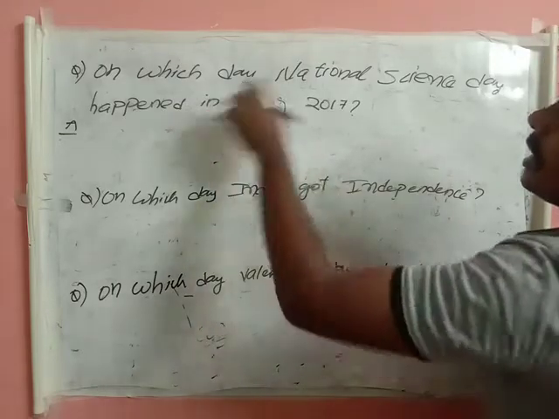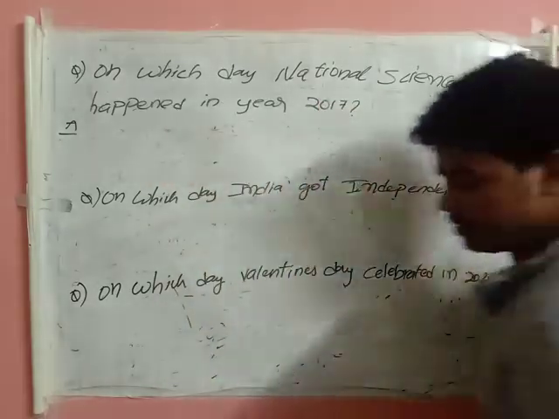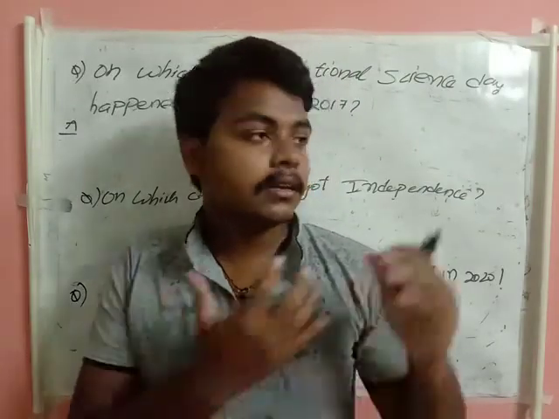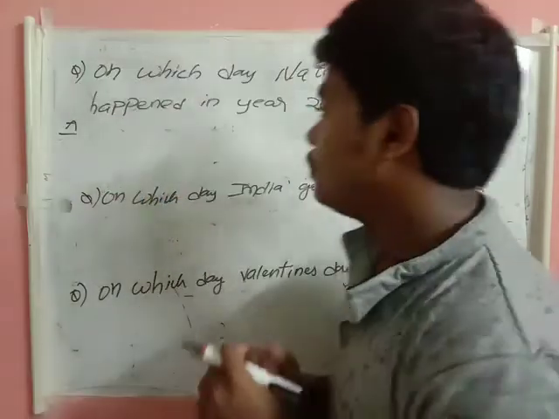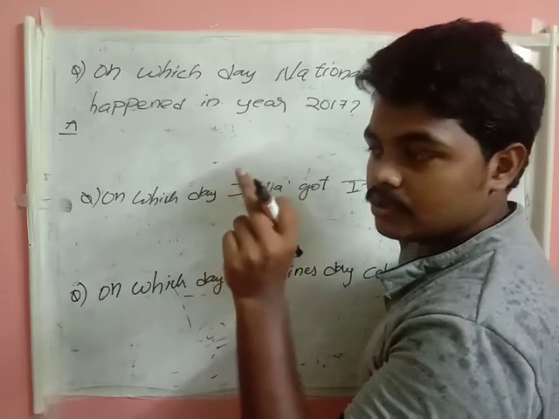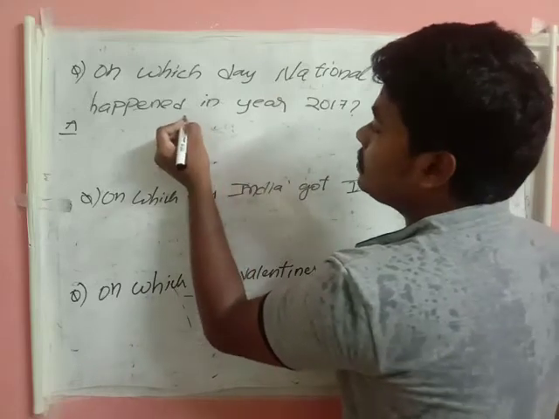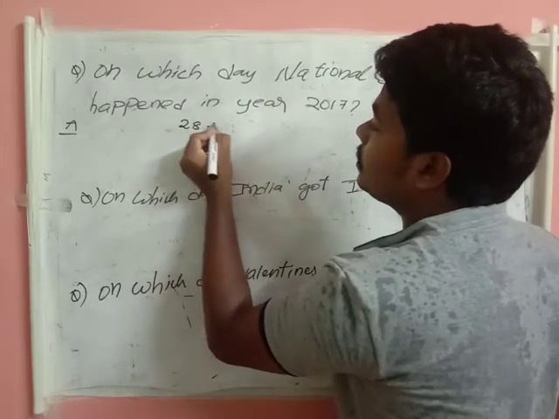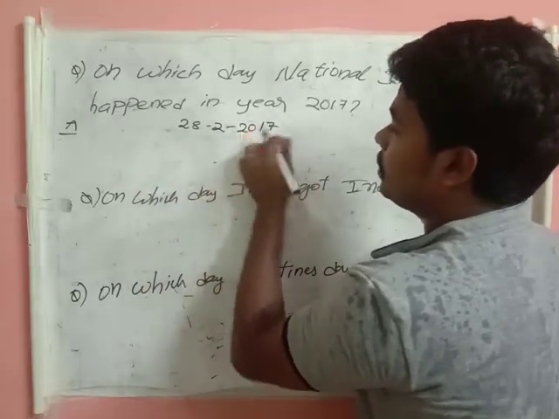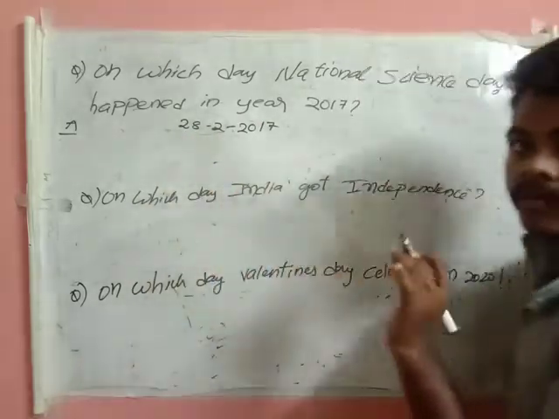Now coming to this, they are asking on which day National Science Day happened in the year 2017. Means in 2017, on which day did we celebrate National Science Day? Initially, to get this, we should know the date and in which month Science Day happens. Always, irrespective of the year, Science Day will be celebrated on 28th February, right?